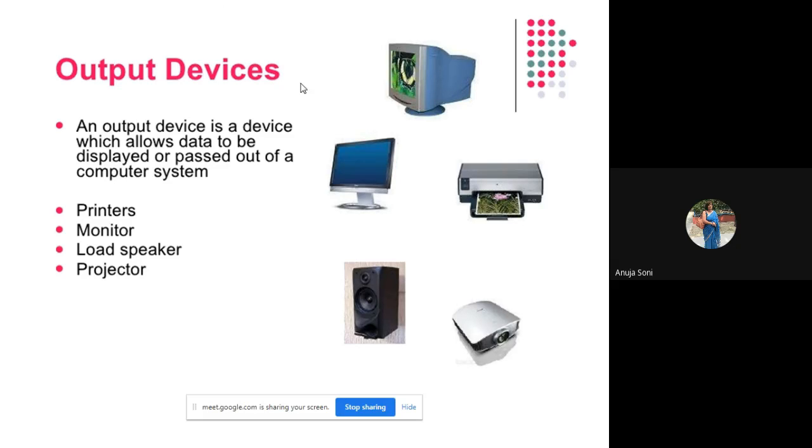Whereas printers provide you the output data in the form of hard copy. Whatever data you view on the monitor, once you give the print command and the printer is connected with the computer, you will get the hard copy of your final output data. Other examples are loudspeaker and projector, which produce your final output data.